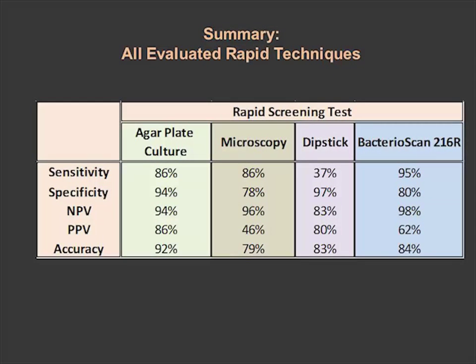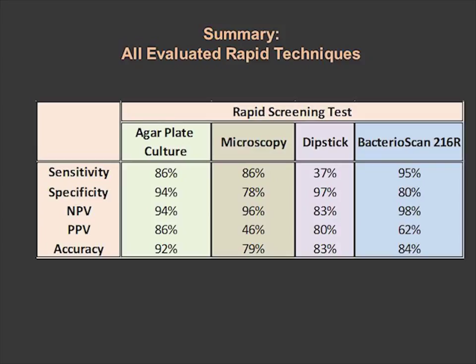On this slide is a summary of the 4 different methods that were used to determine whether or not the urine specimens were positive. You can see the gold standard, so to speak, agar plate culture revealed a sensitivity of about 86%, specificity of 94%, negative predictive value of 94%. As you'd expect, this is our gold standard method for doing urine cultures. A positive predictive value of 86%, somewhat equivalent to the sensitivity, and an accuracy of 92%.